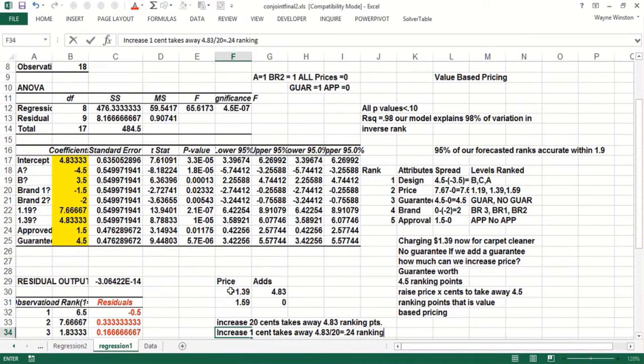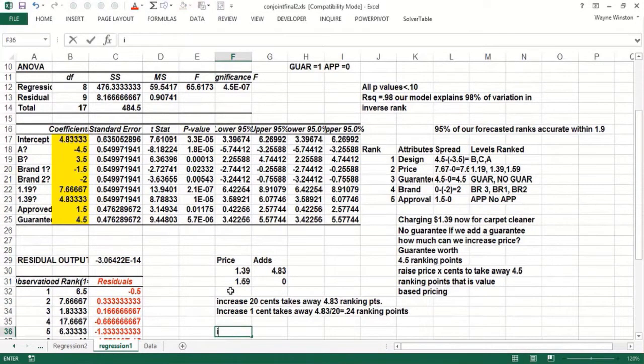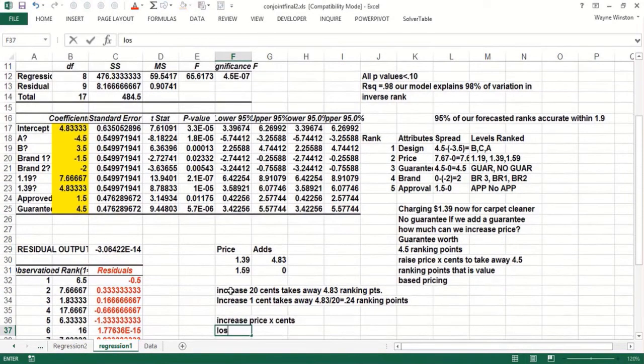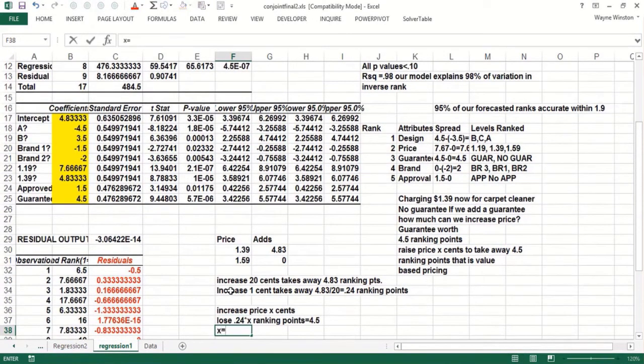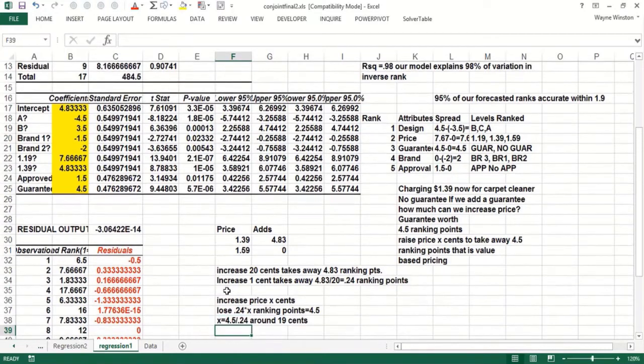Now if you increase the price X cents, we would lose 0.24 times X ranking points. And we want that to equal the gain from the guarantee. So you solve for X. X would be 4.5 divided by 0.24, which is about 19 cents. So if you raise the price 19 cents and add a guarantee, you'd leave this customer as happy as he or she was before. So that means pricing at $1.58 would be one concept of value-based pricing.